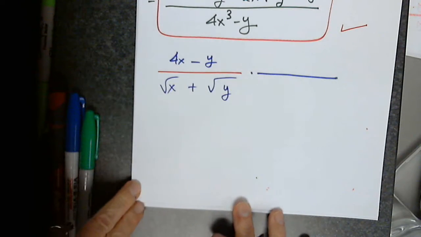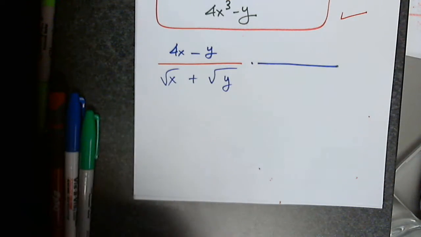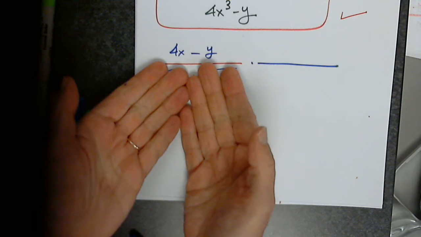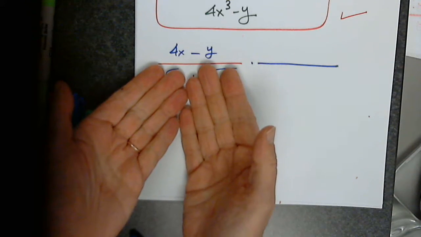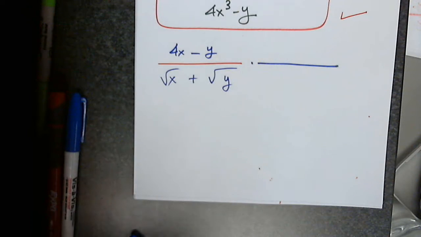I know I only have 10 minutes left, I know. So how do I rationalize the denominator? Can I rationalize the numerator? There are no radicals in the numerator. There is no need to rationalize the numerator. So only the denominator needs to be rationalized. So what do I need to rationalize it with? And remember what we wrote here.